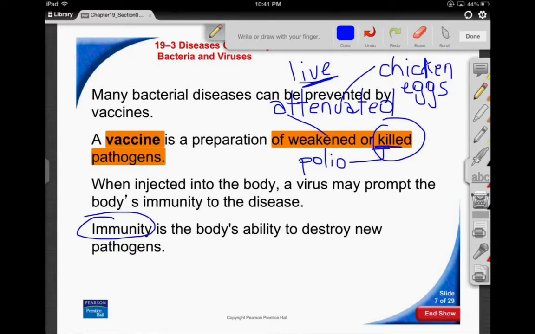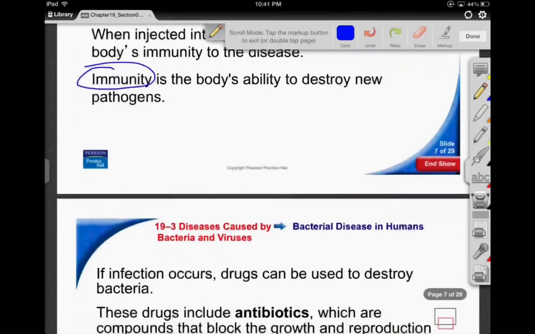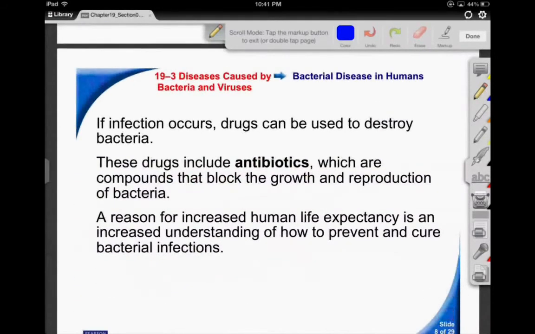They destroy cancer cells every day. They destroy viruses every day. They destroy bacteria every day. It's all good. That's why you need to get your sleep. You don't want to get too stressed out.